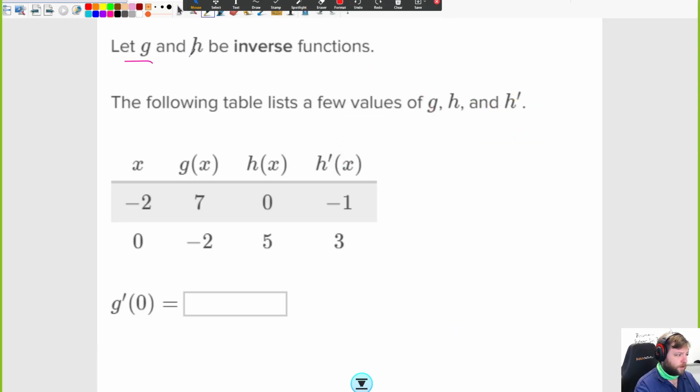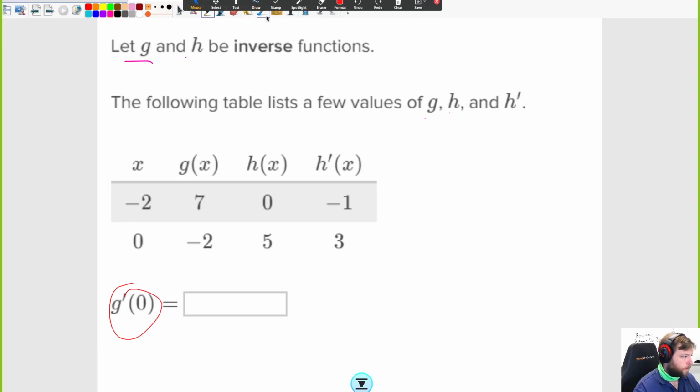So g and h are inverse functions of each other. This is straight from Khan Academy. The following table lists the values of g, h, and h prime. Okay, so they give you a table like this. Find g prime of 0. All right. Whenever you get inverse functions, I'm going to make my table.